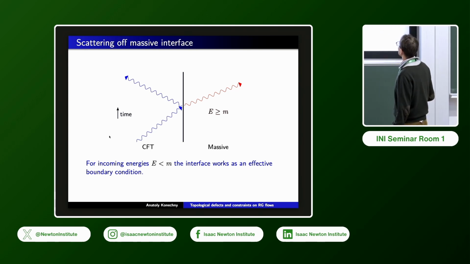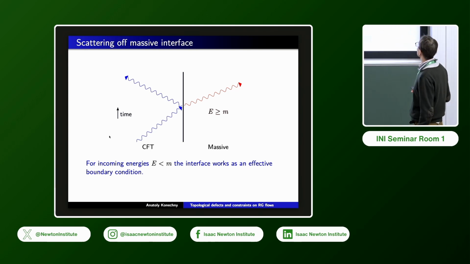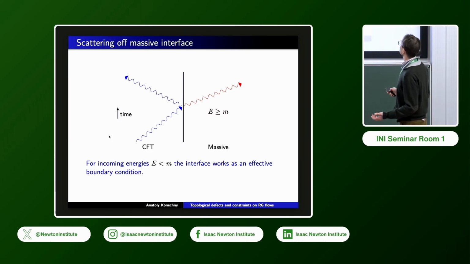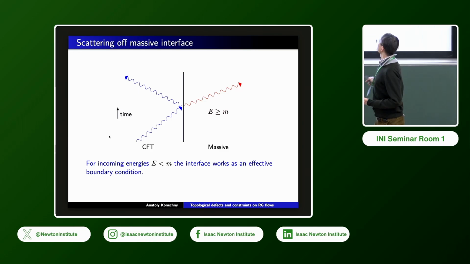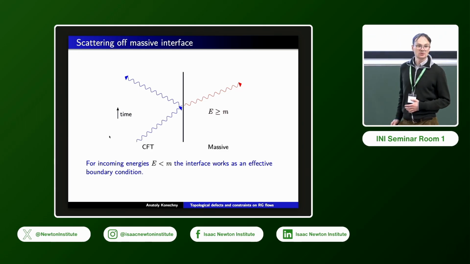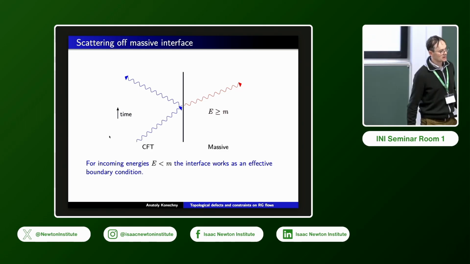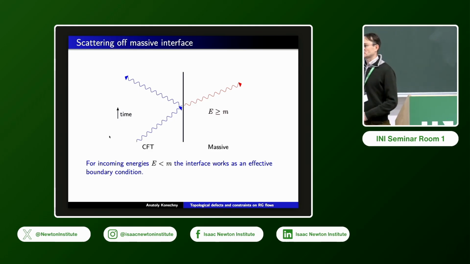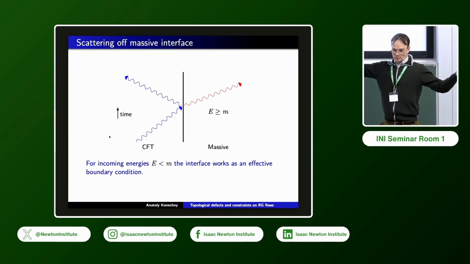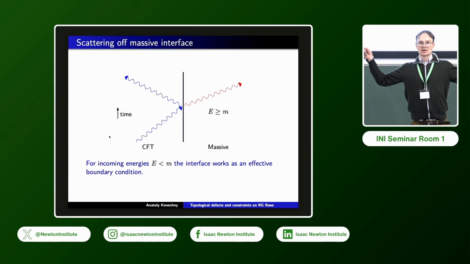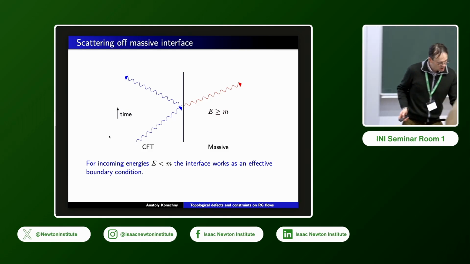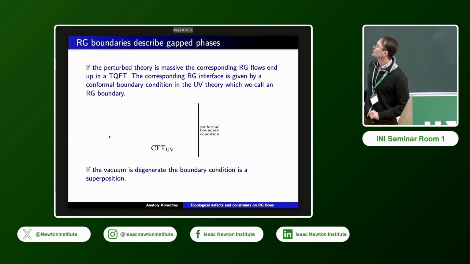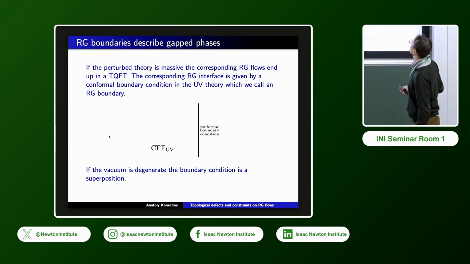And in particular, if you go into the far infrared, when this mass becomes larger and larger, and you're focusing on scattering experiments with small energy, then the effective theory will be that of a boundary. So it really will look like a boundary. And then, of course, if you cranked up all of your scales, with no scales in the theory, this boundary must be conformal. I will call this conformal boundary an RG boundary.